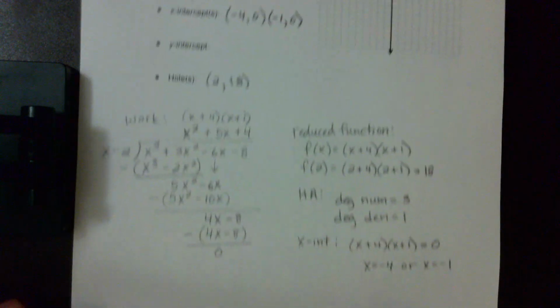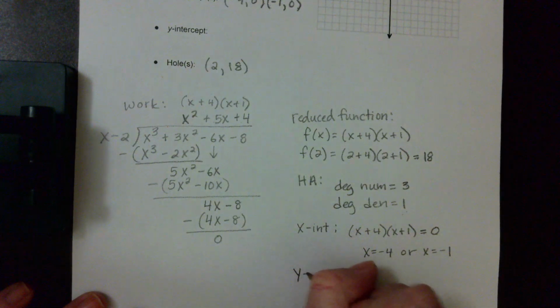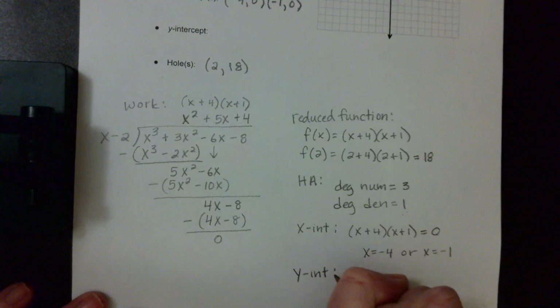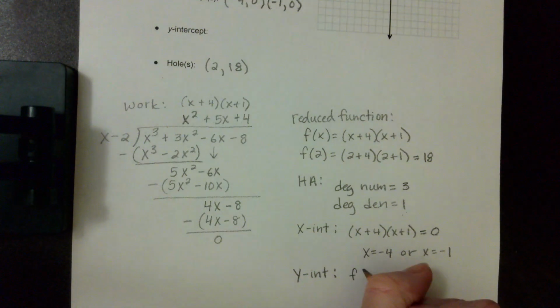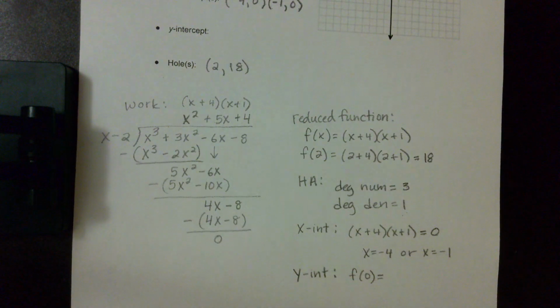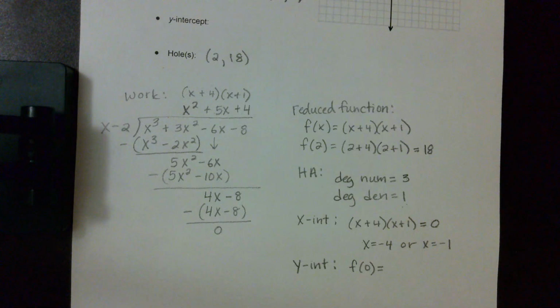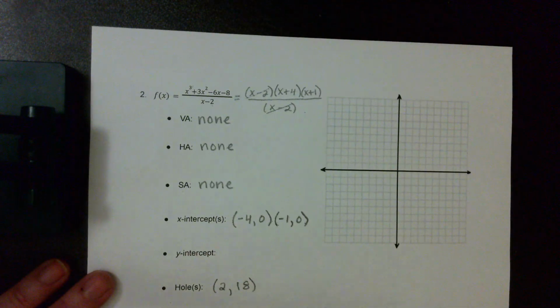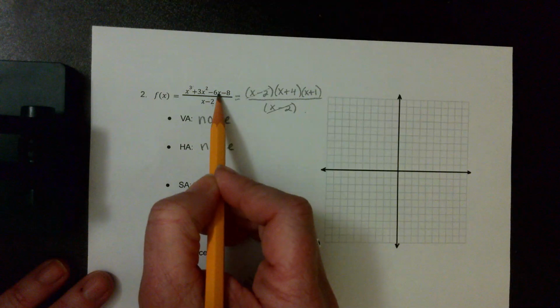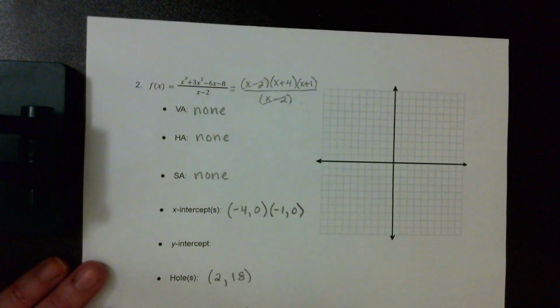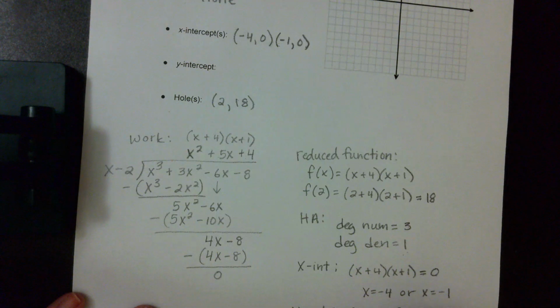The next thing that we want to find is our y-intercept. So for our y-intercept, we want to find f of 0. You can decide which function you want to use. For me, looking at this, if x was 0, all of these terms would go to 0. This x would go to 0. So we would have -8 over -2, which is 4.